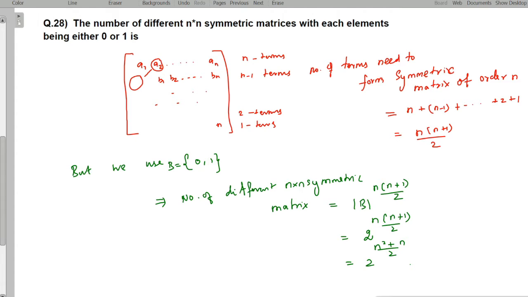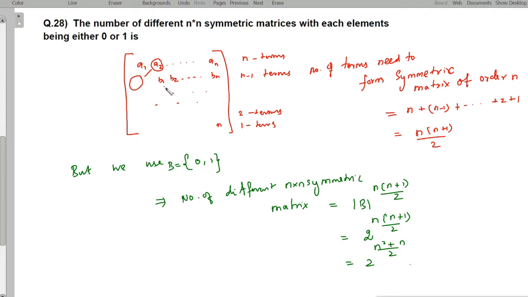The number of different n cross n symmetric matrices with each element being either 0 or 1 is? So here, suppose you take an n cross n symmetric matrix. To form it, in the first row you need to use n terms. In the second row, it's enough to apply n minus 1 terms only, because the first row's second element and the second row's first element should be the same. So no need to use the first element in the second row.